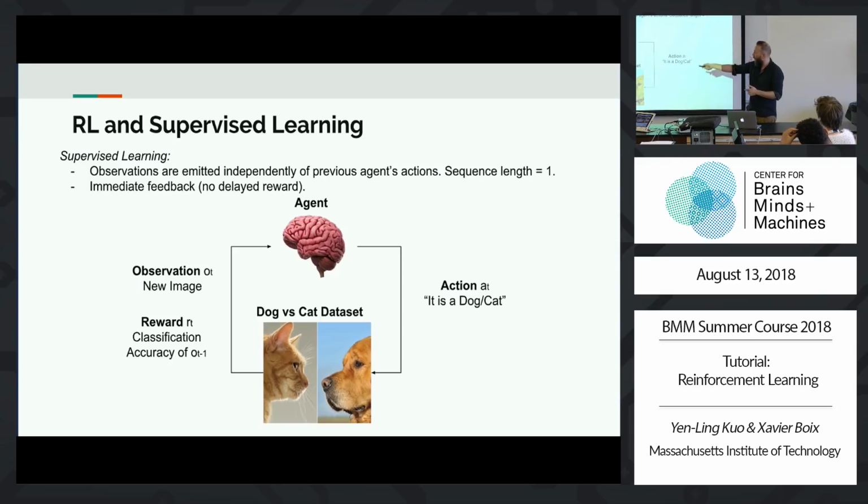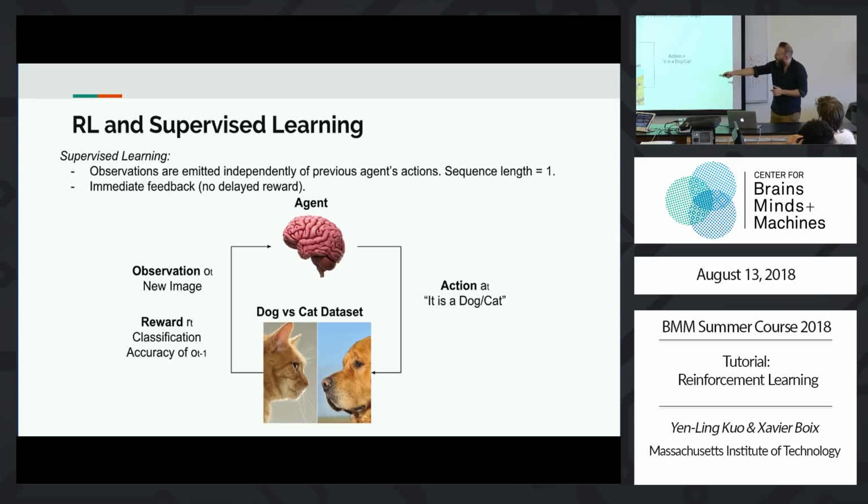The agent will learn with supervised learning: the agent is given examples of dogs and cats, each of them with a label, and the agent has to learn to produce the correct label for each image, for unseen images, right? So that's the paradigm of supervised learning.